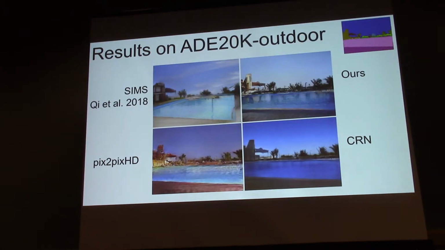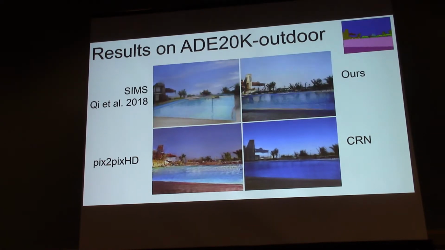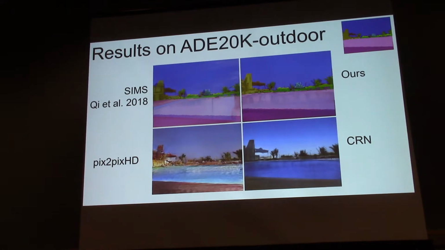And this is the result on the outdoor subset of ADE20K. Now that we sufficiently reduced the size of the dataset, we can actually compare with the result of semi-parametric image synthesis. And you can see that on the top left, the result of SIMS looks very realistic because it steals the real image patches from the training set. But once you compare it with the input semantic map, you can see that it's actually not perfectly observing or respecting the input semantic mask.